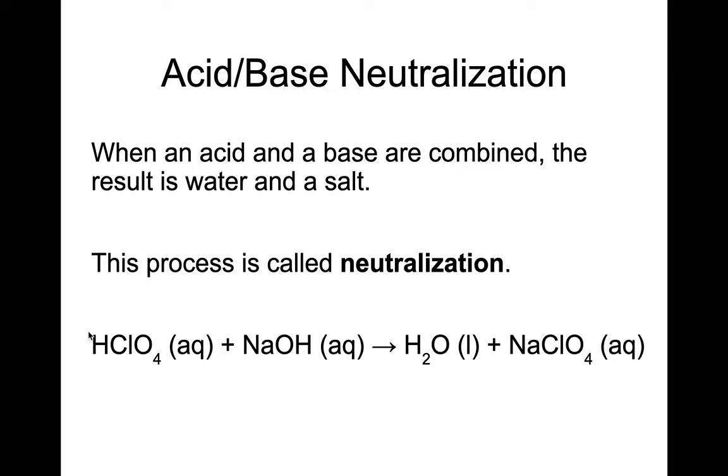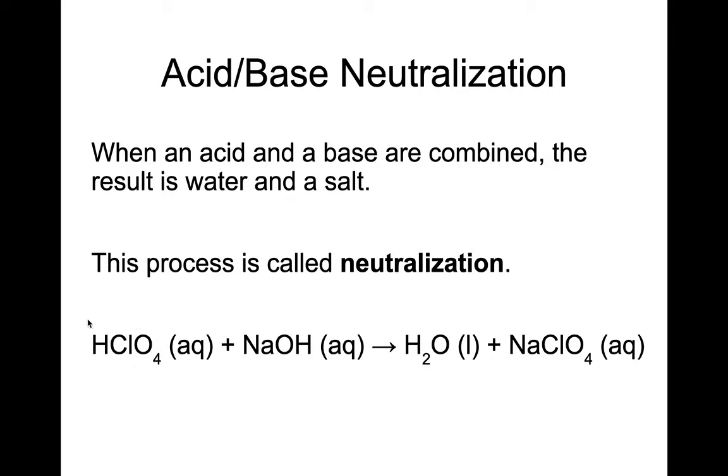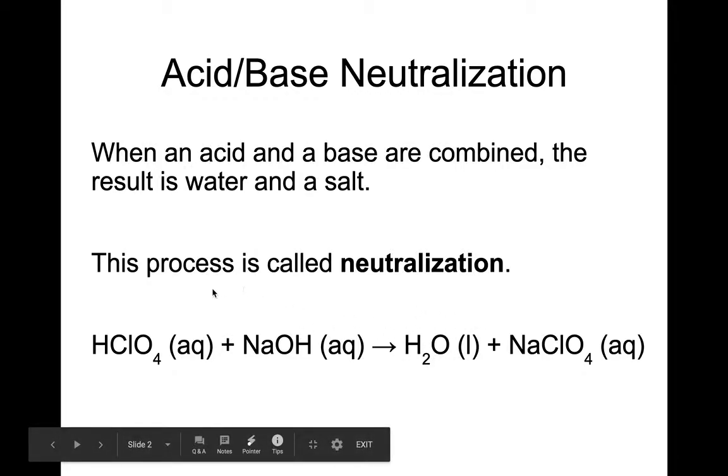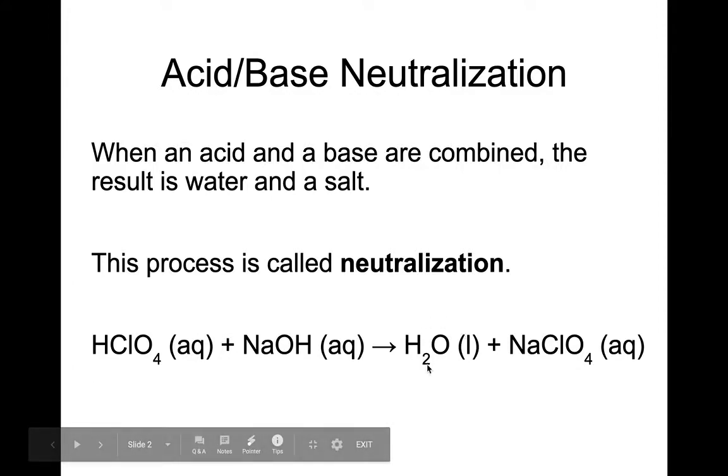So for example, if we had an acidic solution of perchloric acid here, to neutralize it, we would need to use up all of the hydrogen ions in solution. We could do that by reacting it with the base. When we mix an acid and a base, the hydrogen and the hydroxide ions react to make water. In a neutralization reaction, we always react one acid and one base. The products are always liquid water and a salt.